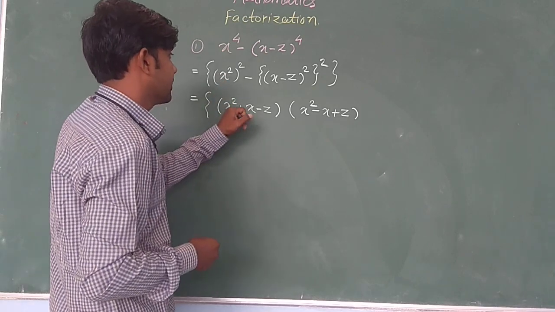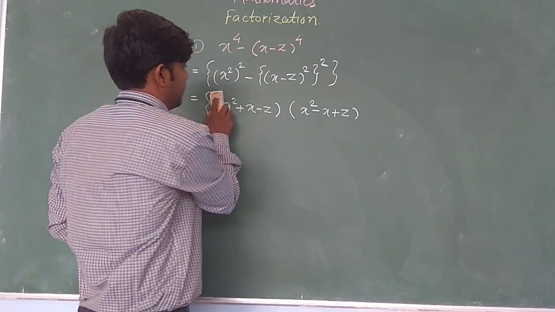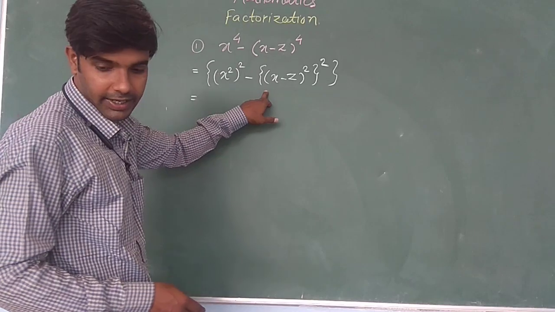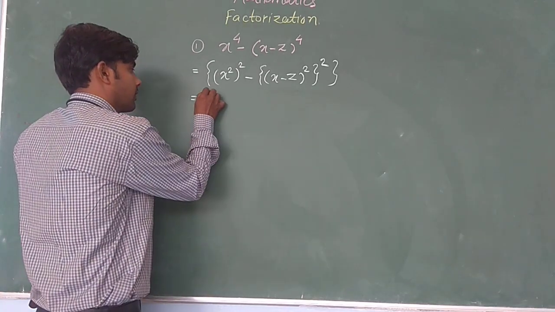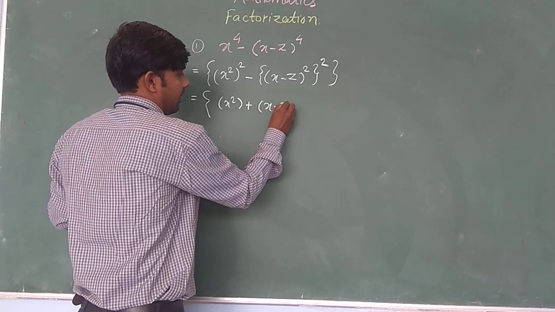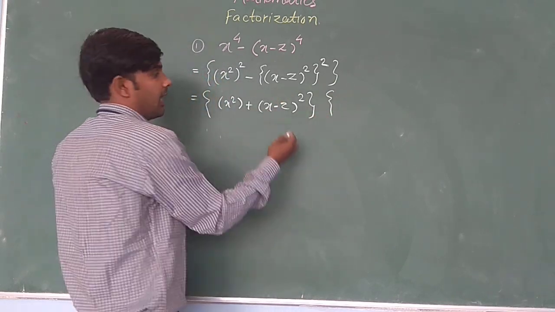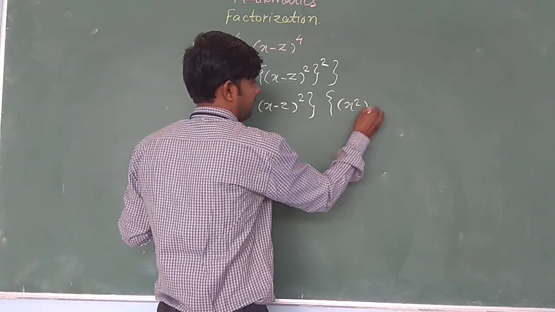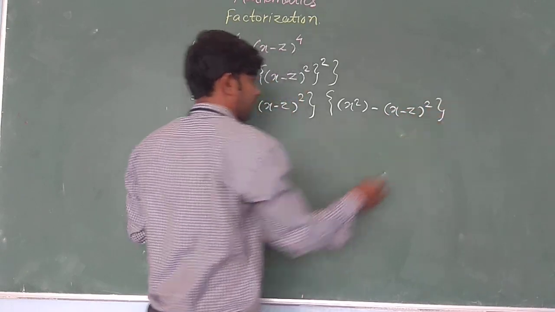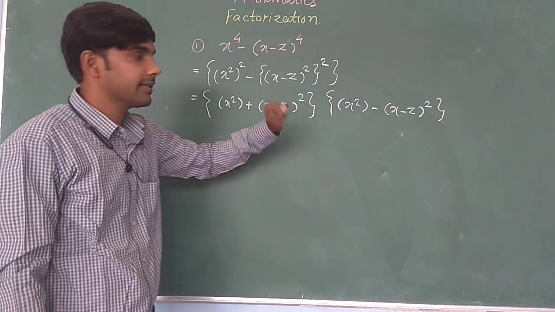Sorry, it is squared. We have to write the square here because the square is there. So look here: first term x square plus second term (x minus z) whole square. This is the first bracket, that is a plus b. Another bracket, a minus b: x square minus (x minus z) whole square.